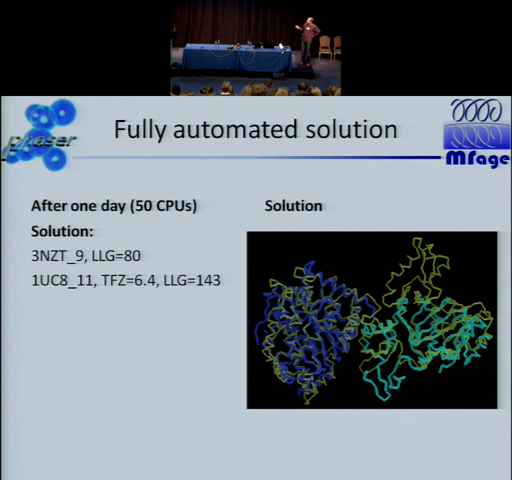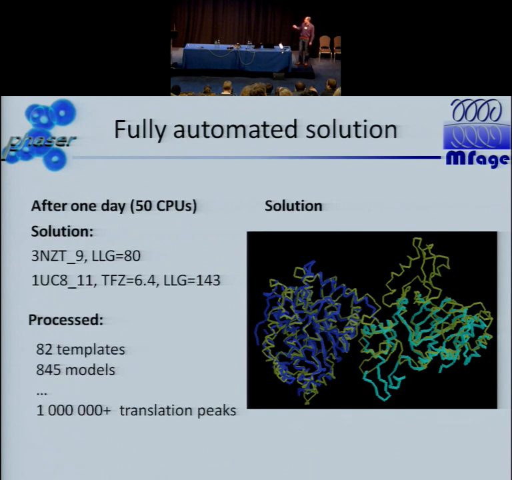So using this algorithm, after a little longer, 1 day on 50 CPUs, we get this solution. You can see that the TFZ is not great, but it is slightly higher than 6. But the LLG has gone up, and the solution is actually correct. Here I would refer back to what I said about the computing power. This is 1 day on 50 CPUs, and this is scaling very well. This would have been about 50 days on 1 CPU. You are not really prepared to wait so long to get a result that is not even guaranteed to be correct. That's why it's sometimes really important to have the necessary computing power.